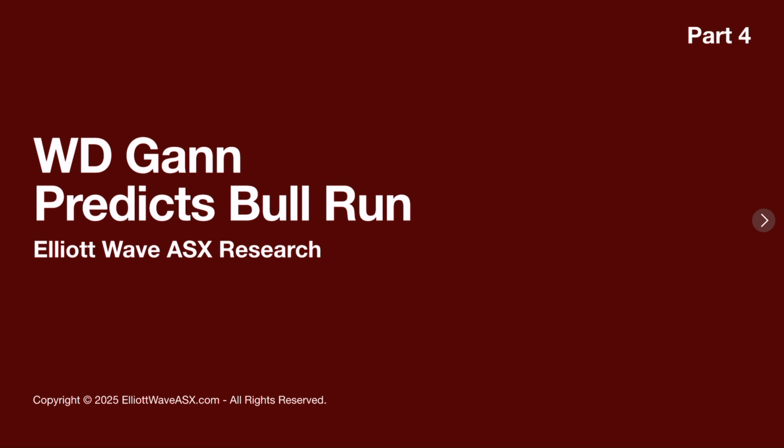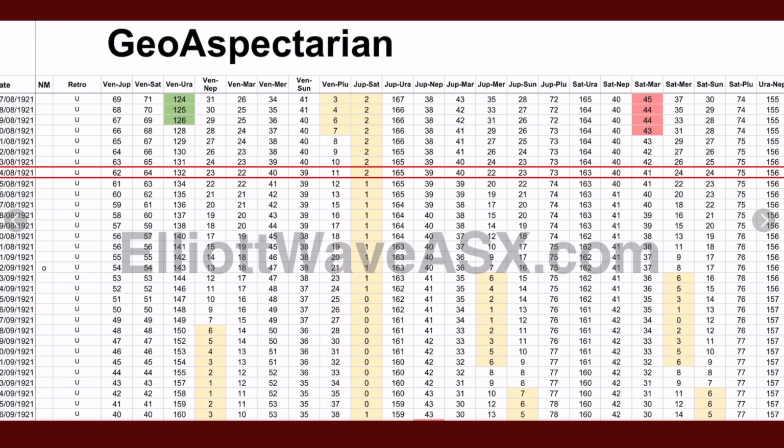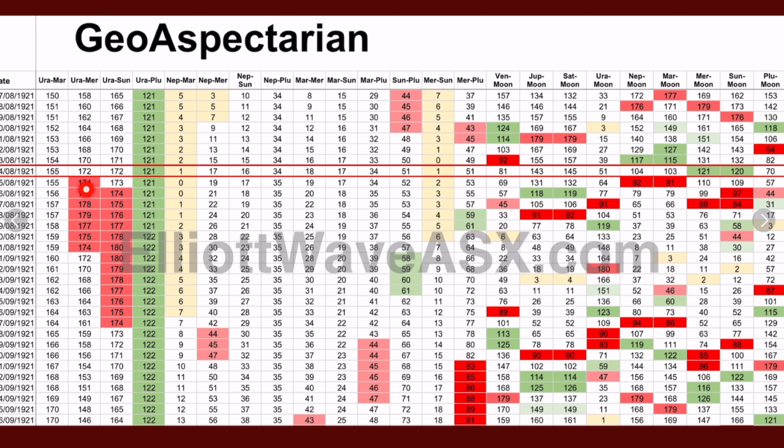Now back to how WD Gann predicted the 1921 bull run. It started on the 24th of August 1921. That was the low. So let's take a look at the aspects on that day. So using our Aspectarian files, we have Jupiter and Saturn conjunct. And now if I scroll to the right, we have Uranus and Mercury and Uranus Sun.